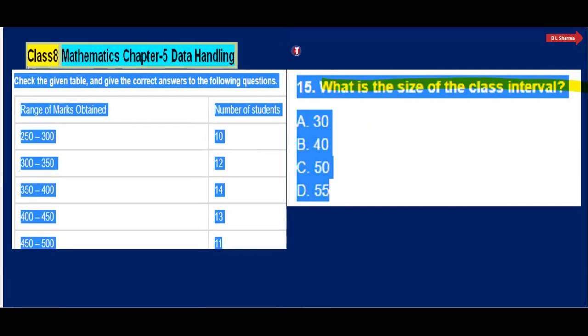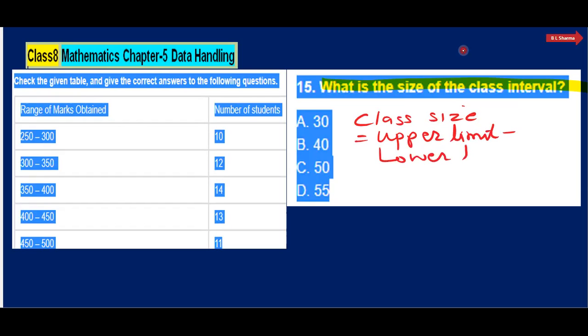Question number 15 on your screen. What is the size of the class interval? We know class size is equal to the upper limit of the class minus the lower limit of the same class. I am taking the first class. So that is 300 minus 250. That 50 is the answer. So C is the correct option here.